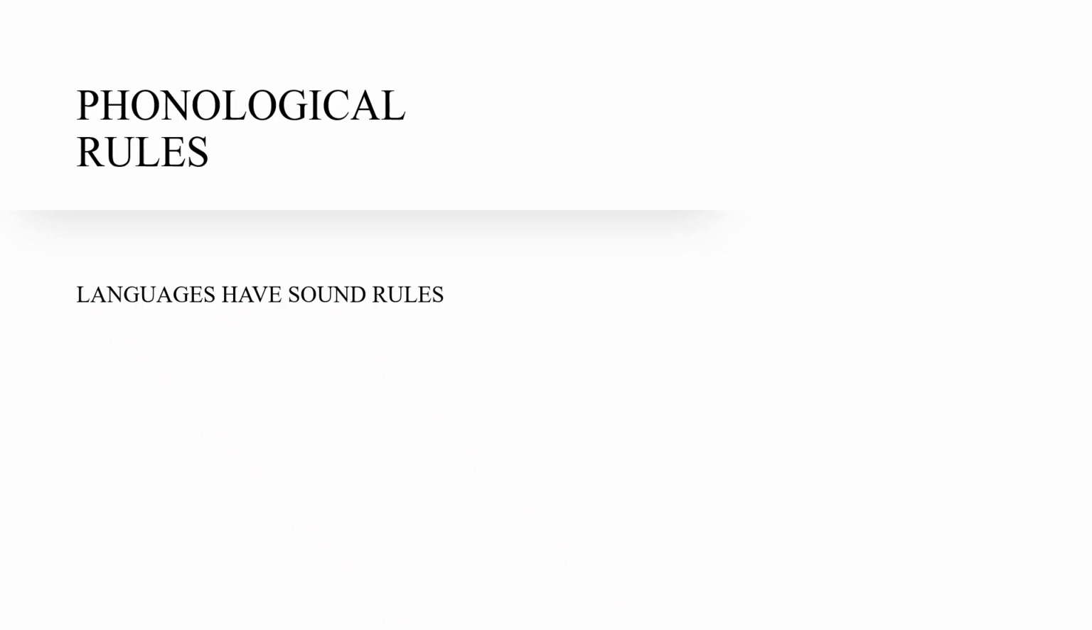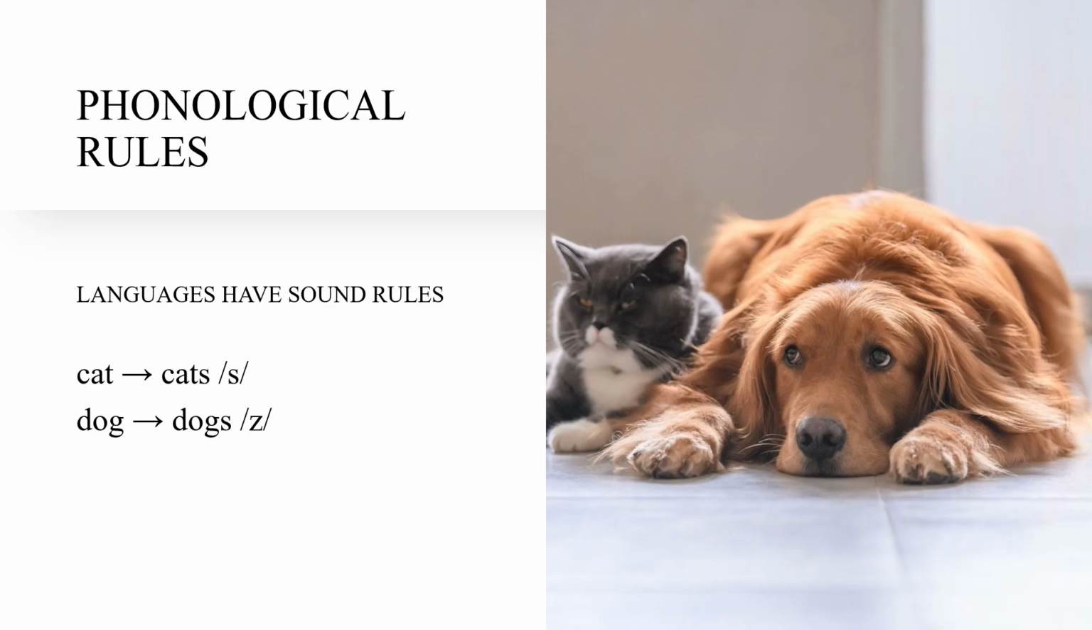Phonological rules. Languages have sound rules. See the following examples. The plural ending is written with the letter S, but it is pronounced differently in different words. In cats, it sounds like S. In dogs, it sounds like Z. So phonologists study these hidden sound patterns.